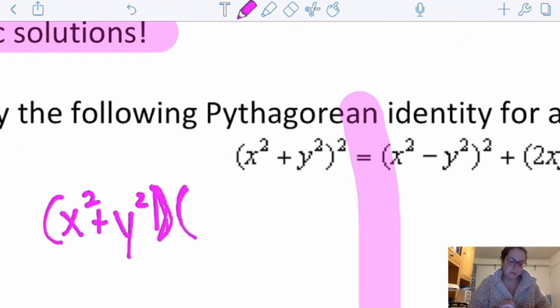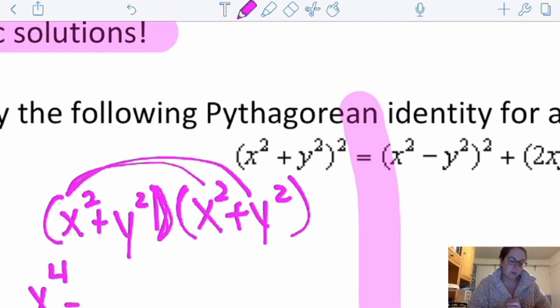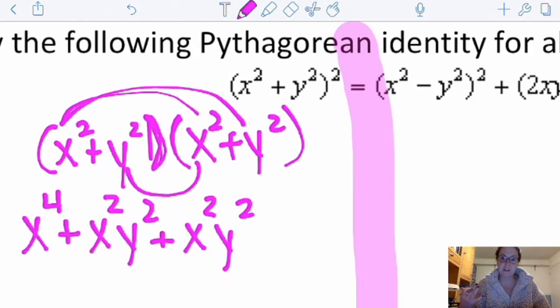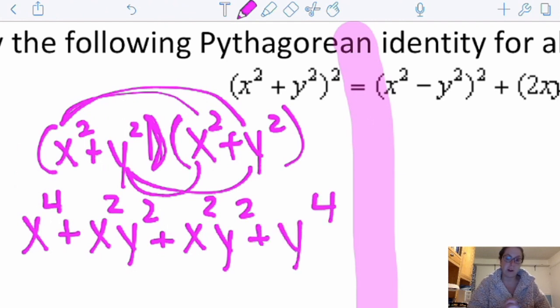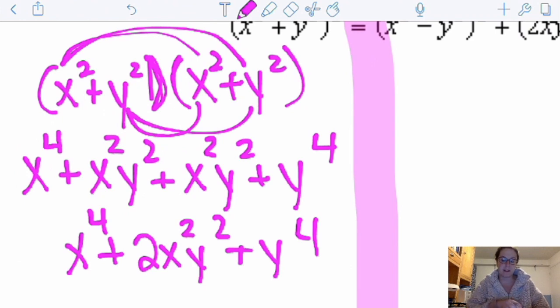I'm going to do this with double distribution because we'll do a lot more later in the live stream with the table. So x squared times x squared would be x to the 4th. X squared times y squared is x squared y squared. Same for those. And when I write those, I actually am going to write them in the same order because it helps me to remember that they're like terms. And then y squared times y squared is y to the 4th. So on the left side, I get x to the 4th plus 2x squared y squared plus y to the 4th. So I know that's my left side.